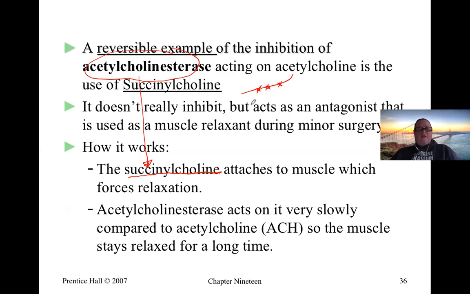I believe it is also acetylcholinesterase that is an enzyme that gets inhibited when aspirin is used in the body, but I can't remember off the top of my head.